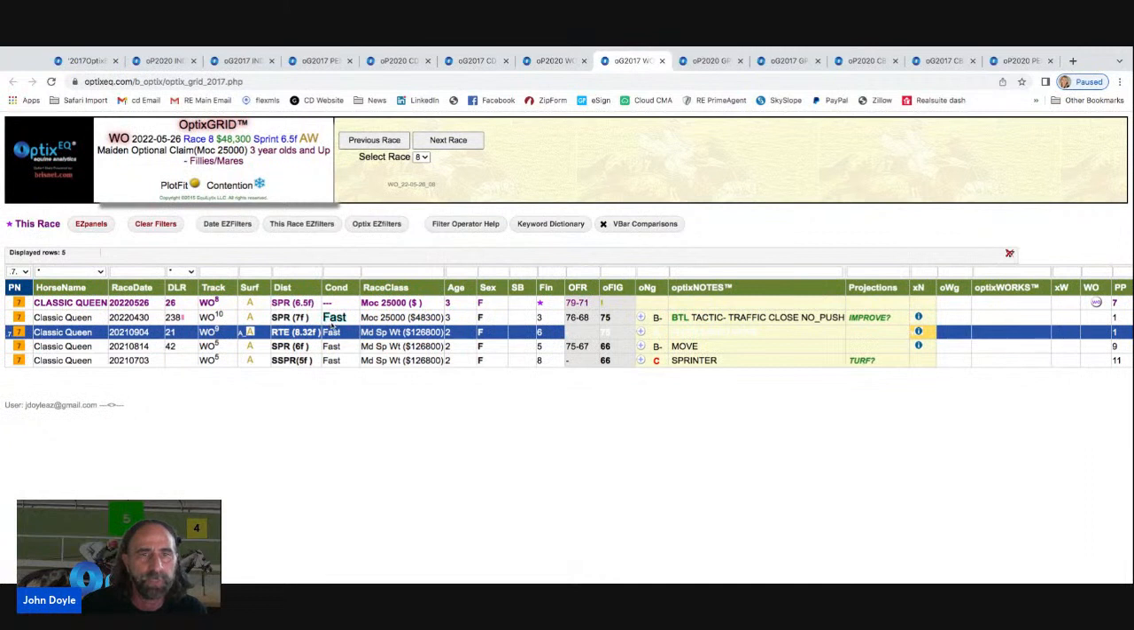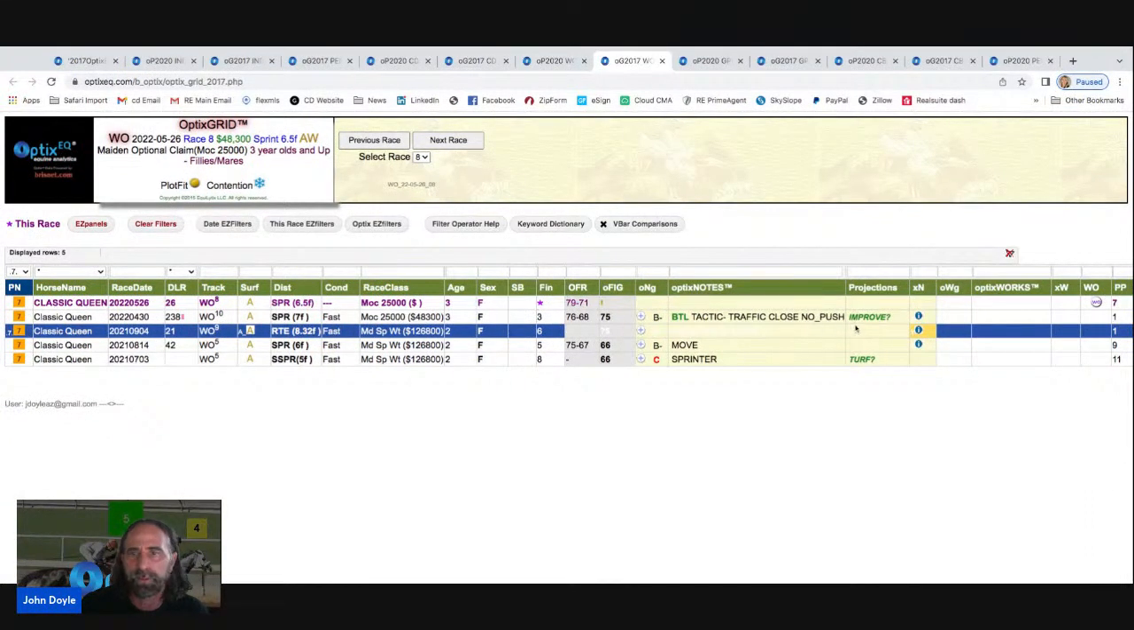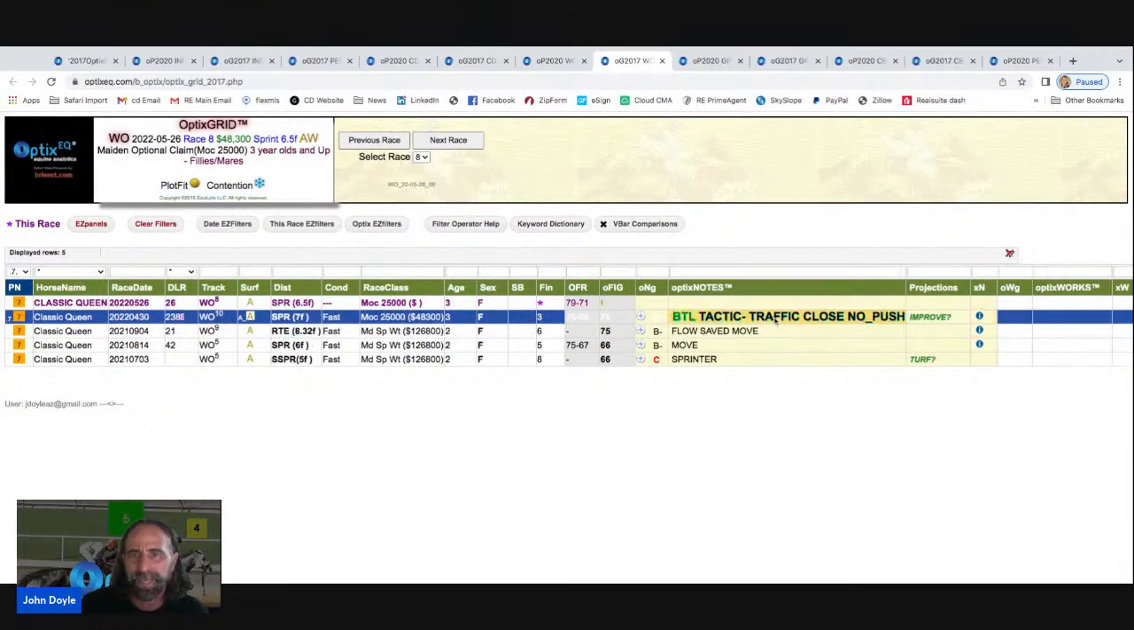Now she was laid off, comes back, gets dropped, probably the right kind of move, but she has some issues in the race, right? Tactics, traffic, she closed, even despite not having much of a push late. So we're projecting improvement on that. And again, she didn't back up number-wise, so she really looks strong from a numbers perspective. She's 5-2, and even though she's not a big price, you could do well in exotics with her, just because the one has taken so much action.